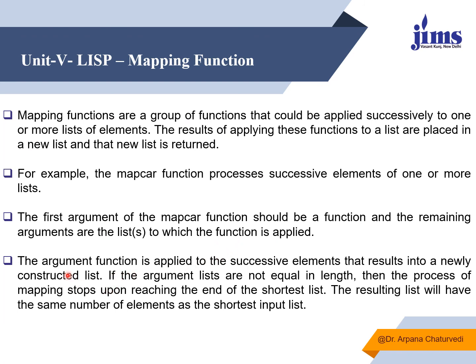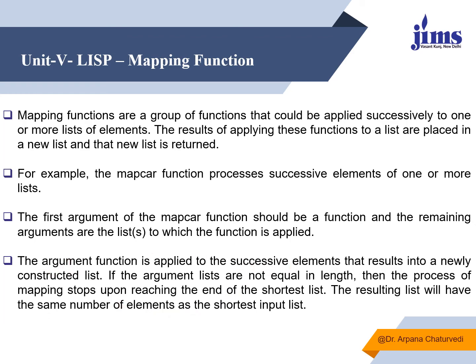Now what you need to remember is that if the argument function is applied to the successive elements, that results in a newly constructed list, well and good. But if the argument lists are not equal in length, then the mapping process stops then and there when it encounters the shortest list. It will not move ahead. So the returned list will have the same number of elements as the shortest list.